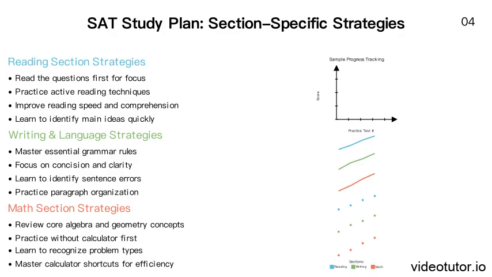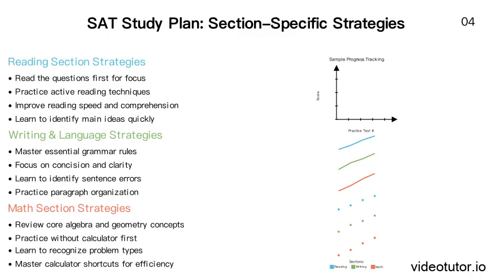For the writing and language section, master essential grammar rules, focus on concision and clarity, learn to identify sentence errors, and practice paragraph organization. For the math sections, review core algebra and geometry concepts. Practice without a calculator first to build fundamental skills. Learn to recognize common problem types and master calculator shortcuts for efficiency.